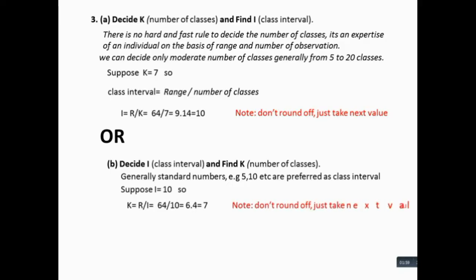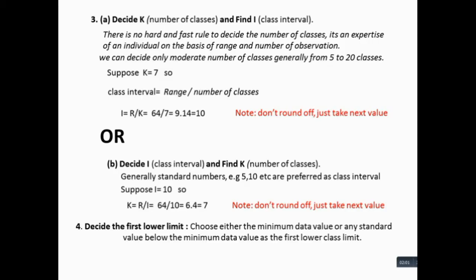The fourth step is to decide the lower limit of the first class. Choose either the minimum data value or any standard value below the minimum data value as the first lower class limit. The fifth step is to find all other class limits and allocate the frequencies using the tally bar method.